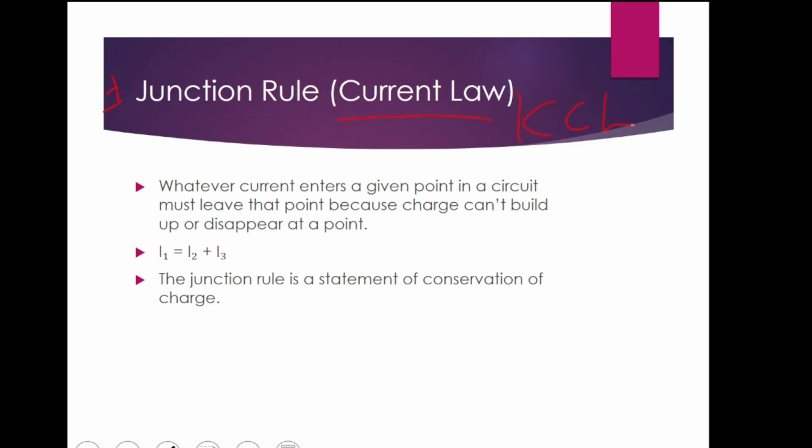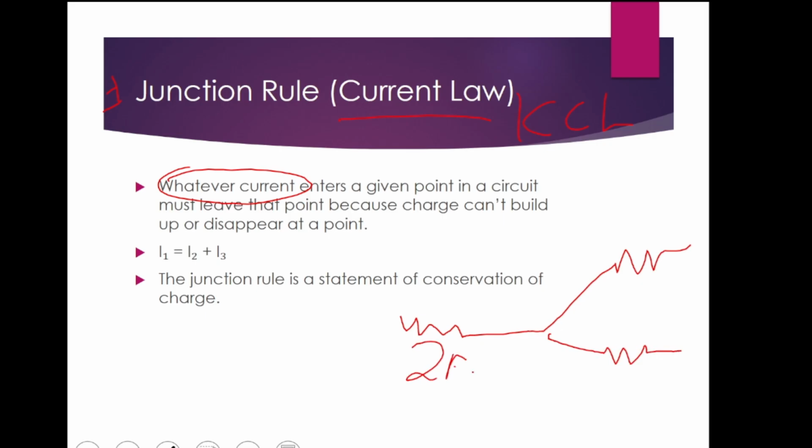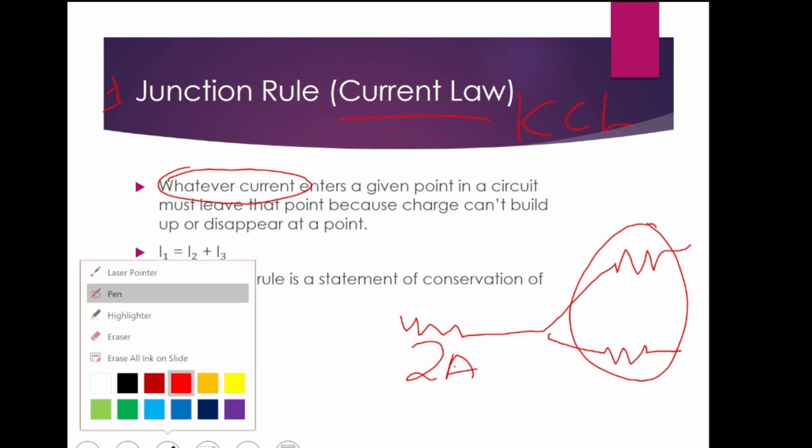Whatever current enters a given point in a circuit must leave that point, because charge cannot build up or disappear. That's what it says. If there is a certain circuit and it divides at this point, and 2 amperes are flowing through the circuit, there must be 2 amperes in total entering this junction, which means there's no current buildup or current loss.